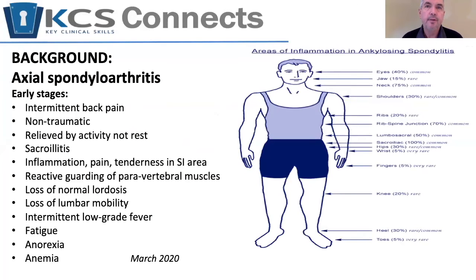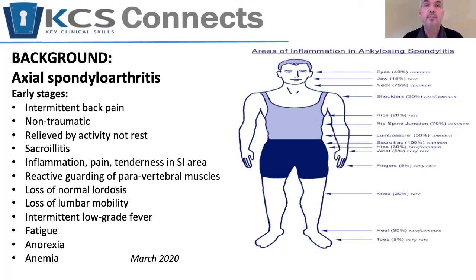A little bit of background here about axial spondyloarthritis. There are a couple of subtypes, the most common being ankylosing spondylitis. The early stage symptoms are, first of all, the patient reports intermittent back pain. Often it's non-traumatic, often relieved by activity, not rest. And that's a good distinguishing feature between it and mechanical low back pain.